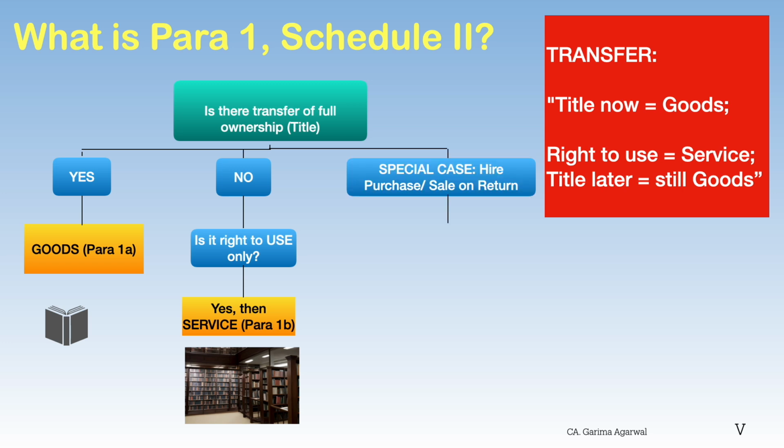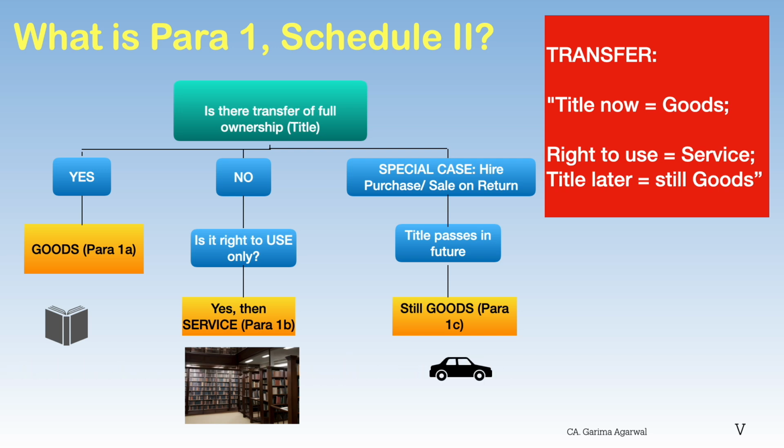Then clause C. Any transfer of title in goods under an agreement which stipulates that property in goods shall pass at a future date upon payment of full consideration as agreed is a supply of goods. So it is basically talking about this hire purchase kind of transaction. It says this hire purchase kind of transaction is also supply of goods. This involves an agreement where ownership transfers only after the final payment is done. Think of a car on finance. The dealer is supplying goods just at a future date.